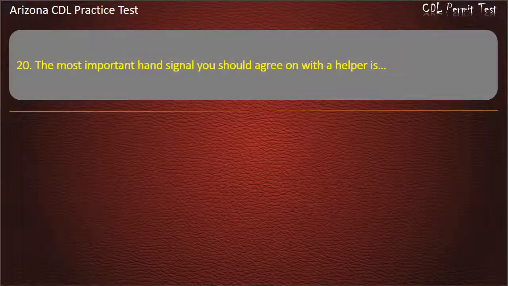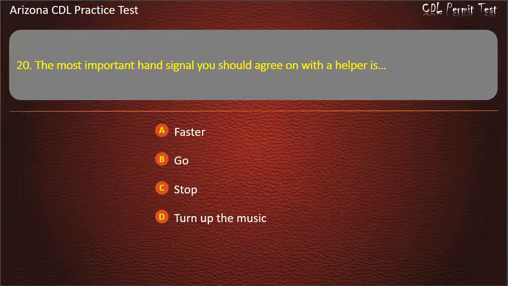Question 20. The most important hand signal you should agree on with a helper is: Faster. Go. Stop. Turn up the music. Answer: Stop.